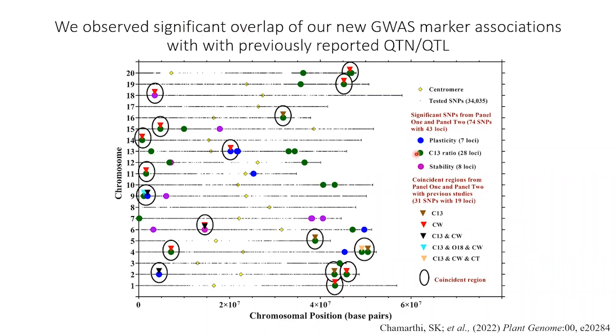Plasticity is in blue, C13 ratio is in green, and stability is in sort of this pinkish purple color. And these are plotted out. Every place where you see a black circle and triangles, that indicates that it's coincident with previous studies, ours or others. Full details are in the paper. So we're pretty confident that this is repeatable. We're pulling up really significant marker associations. And there were a couple that we found very interesting gene candidates here. Specifically, I'm going to draw your attention to chromosome 13 and this region here on chromosome 19.